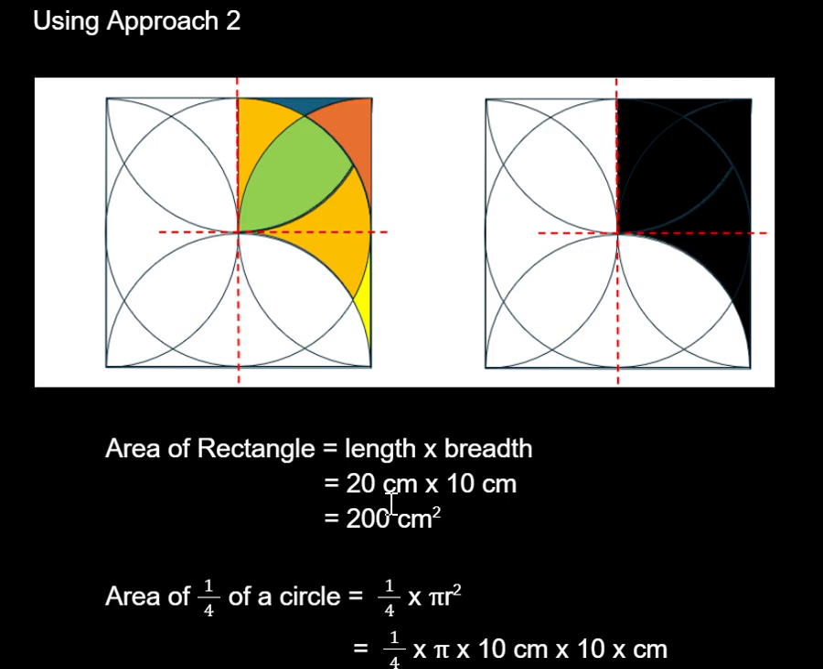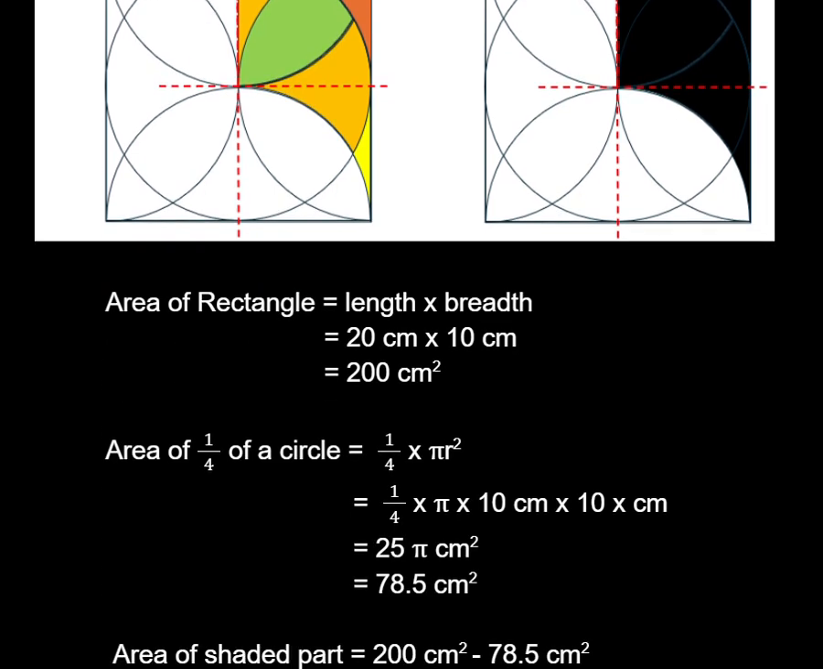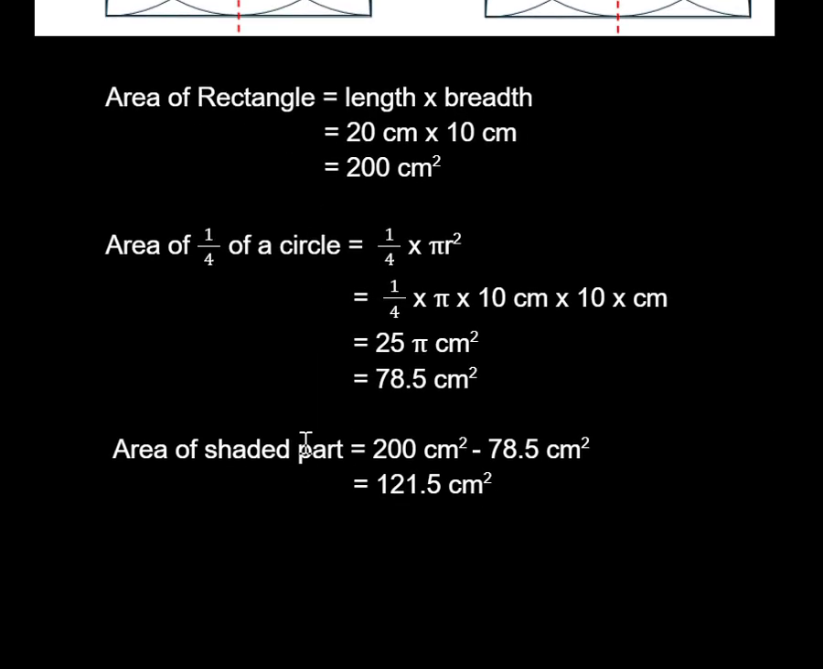So the area of the rectangle is 20 times 10 because the side of the square is 20, so half of it is 10, so it's 200 centimeter square. Area of the quarter circle is 1/4 pi r square. The radius is 10, so when I solve it, I get 78.5 centimeters square. So the area of the shaded part is the area of the rectangle minus away the quarter circle. So you get 200 minus 78.5, you get 121.5 centimeters square.